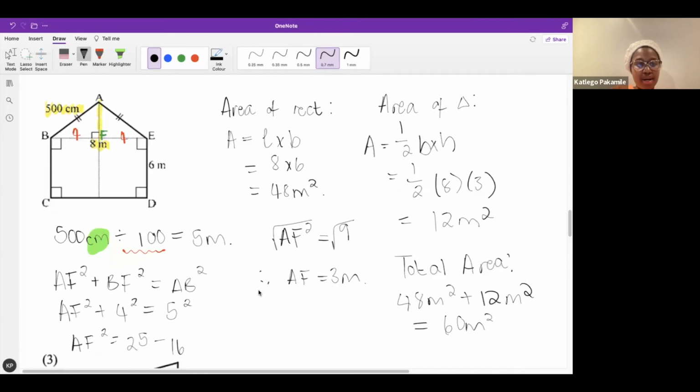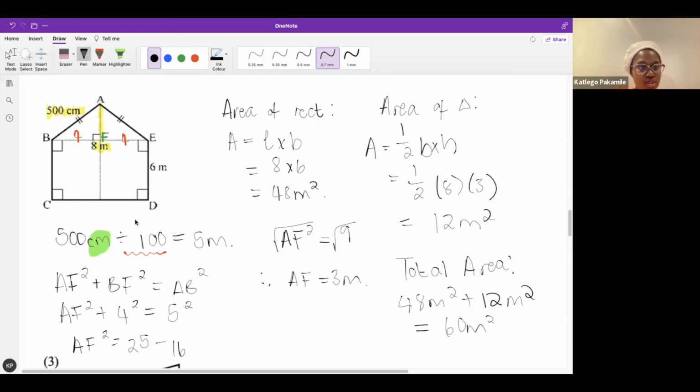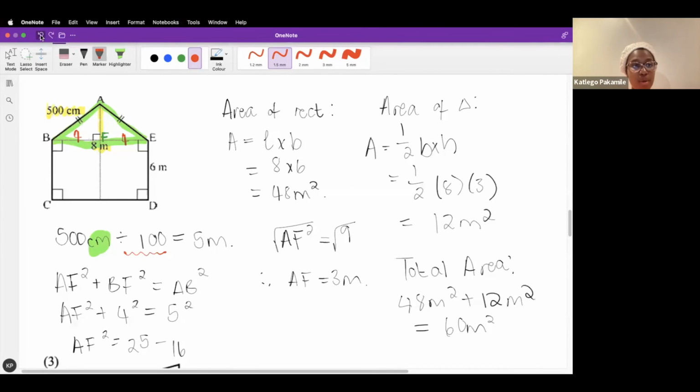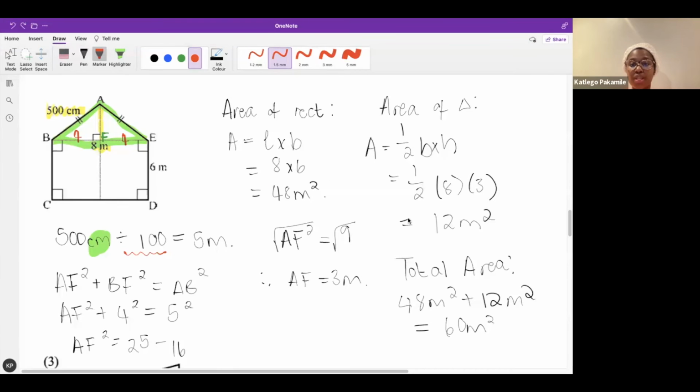Okay, there we go, guys. Screenshot a screenshot. The base, remember, Hlulani, we're working the area of the big triangle, not one triangle. Look here. We used 4 in Pythagoras because we were doing Pythagoras for the small triangle. But if we're doing the area of the big triangle, we have to use the full base. I hope I've answered your question.